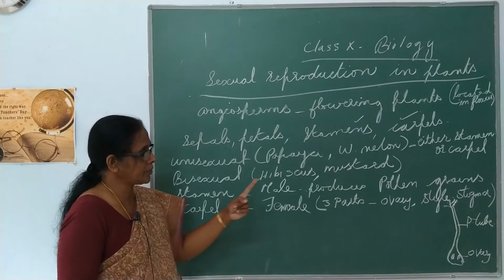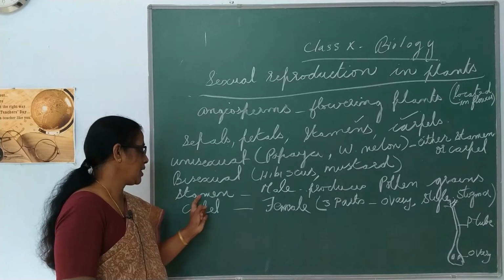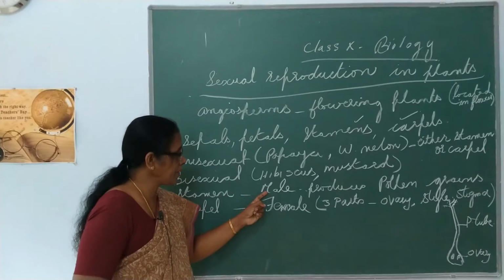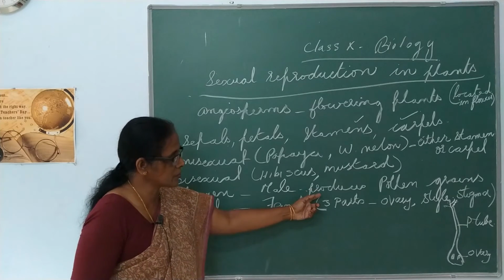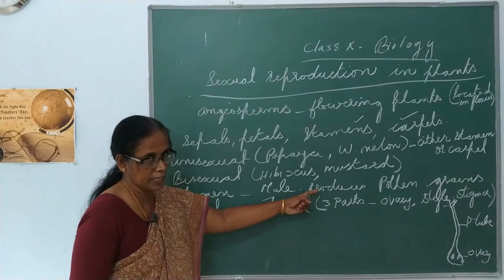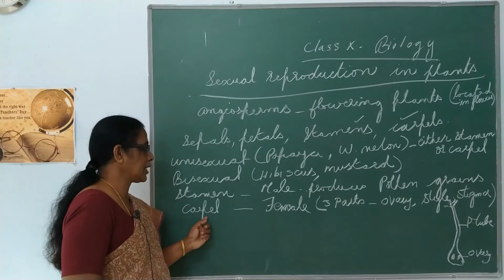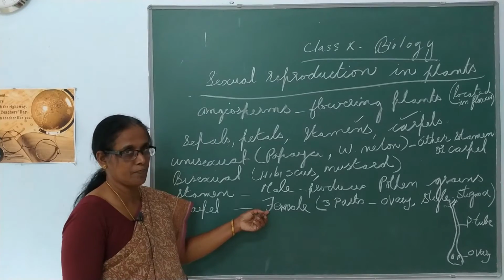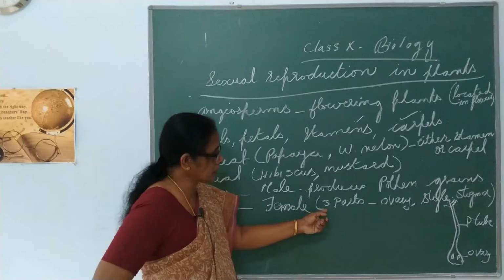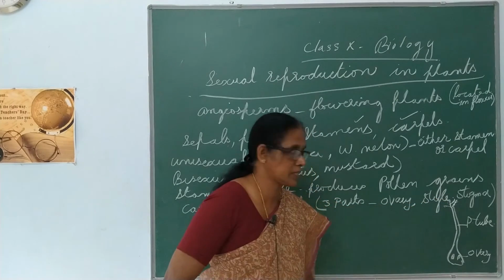Then, I told you that the stamens and carpels are the reproductive organs. Stamen is the male reproductive organ. That produces the pollen grains, the yellow color pollen grains you have seen in the shoe flower. Then the carpel is the female reproductive part. That consists of three parts: ovary, style and stigma.